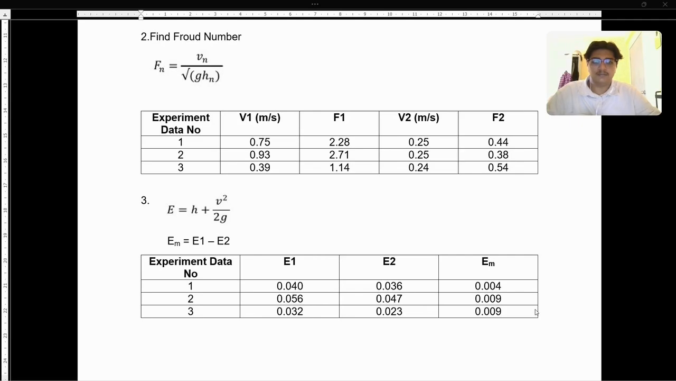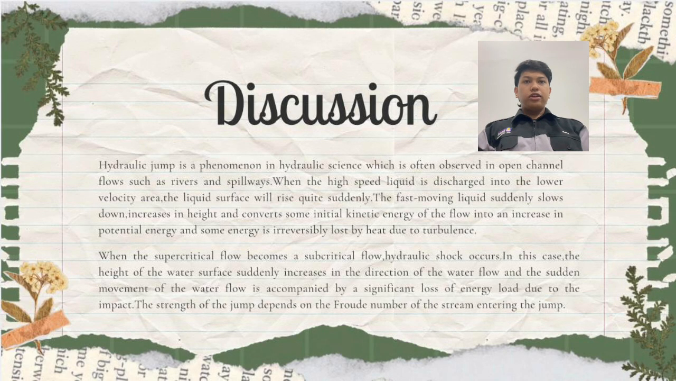Thank you. Hydraulic jump is a phenomenon in hydraulic science which is often observed in open channel flows such as rivers and spillways. When high-speed liquid is discharged into a lower velocity area, the liquid surface rises quite suddenly. The fast-moving liquid suddenly slows down, increases in height, and converts some initial kinetic energy of the flow into an increase in potential energy, and some energy is irreversibly lost as heat due to turbulence.